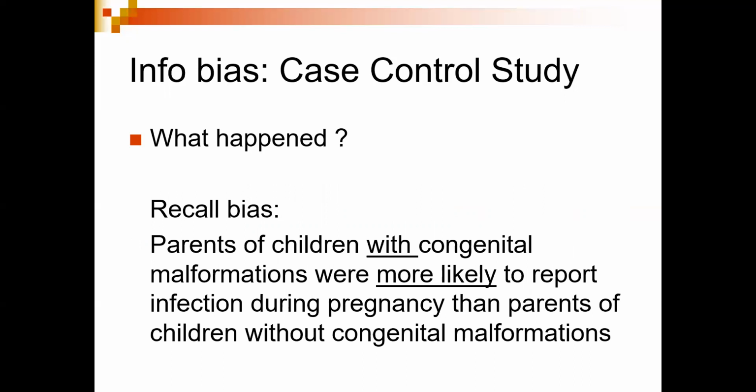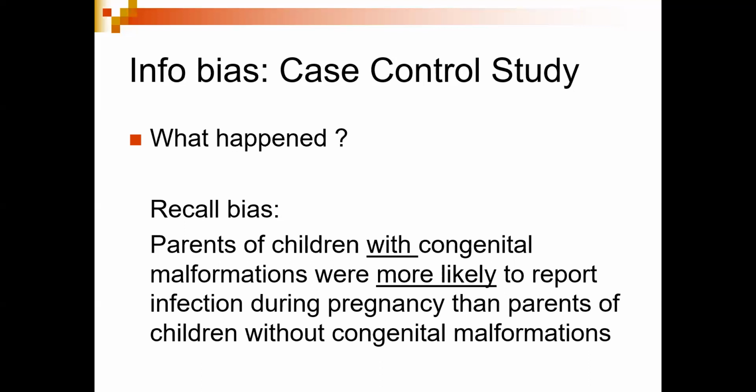In this one, you have the type of information bias which we call recall bias. What is this recall bias? Usually parents of children with congenital malformations are more likely to report infection during pregnancy than parents of children without congenital malformations. If you're a victim of something, you tend to remember a vivid experience of what happened. But if you're not a victim of whatever happened, you are unlikely to remember.